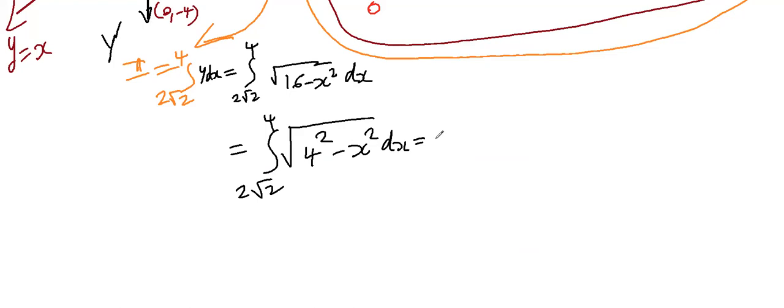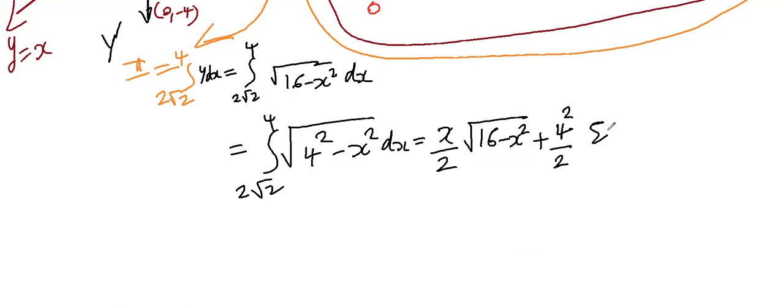The formula is x by 2 times the square root of whatever is there, so 16 minus x square, plus a square by 2, where a square is 4 square, then sine inverse of x by a. Here x is x and a is 4. This formula is most important. You have to remember this formula.